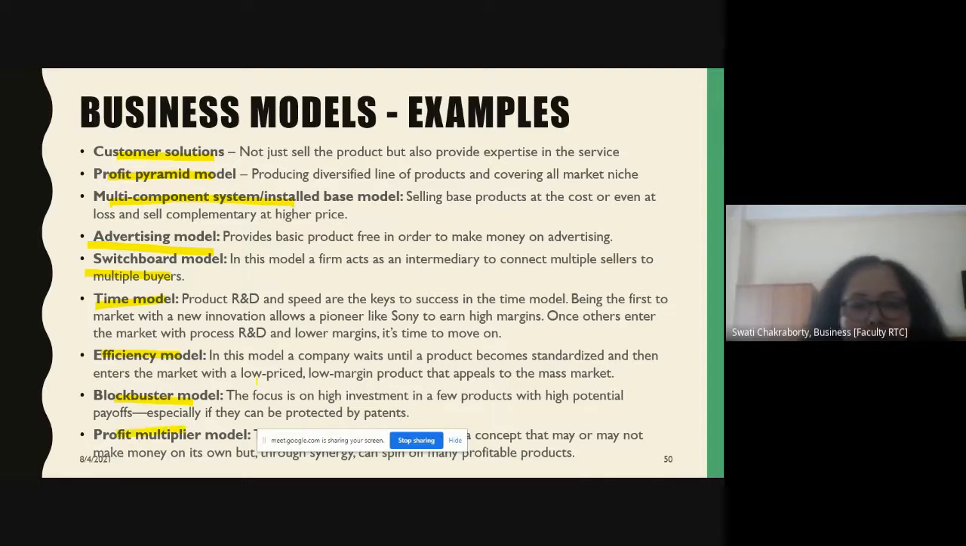Profit multiplier model, which is basically about products that may or may not make profit on their own, but through synergy can actually concentrate on making profitable products.